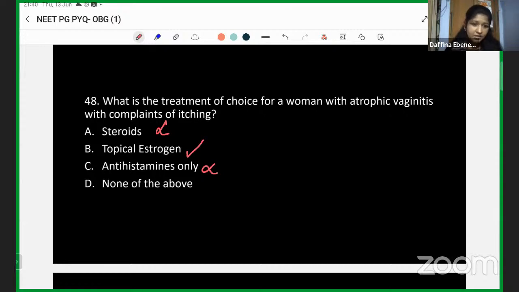You give topical estrogen. If it is not responding to topical estrogen, with much precaution, you can give her systemic estrogen preparations. Okay, she's already postmenopausal, in the elderly age group. It's not advisable, but still, if topical estrogen is not responding, you can think of giving systemic estrogen preparations.